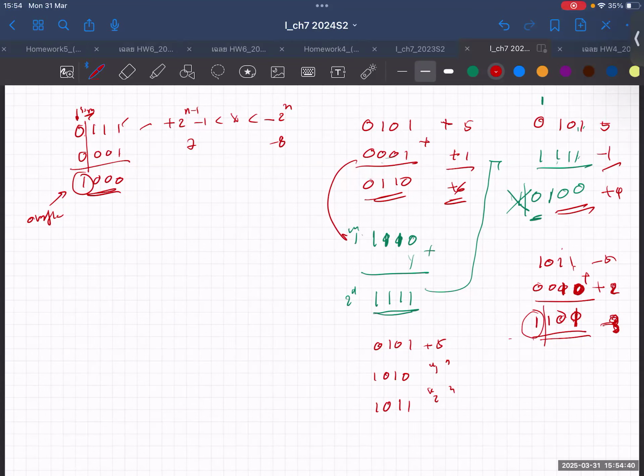How can you decode it? You flip it all over again and then +1. So you get 0 0 1 1, which is a +3, right? Which means that this code is actually -3. Okay, you need to decode it first to see its magnitude. As you can see, everything we do is in two's complement, right?